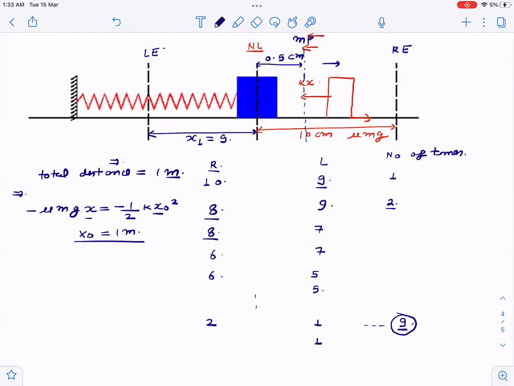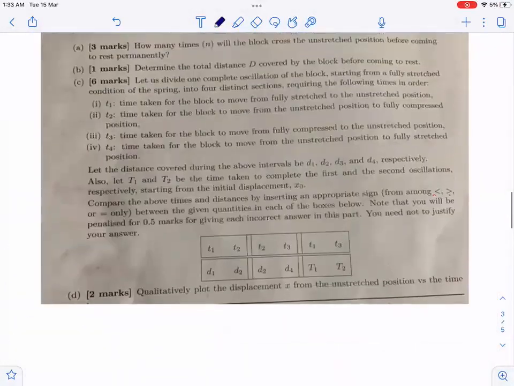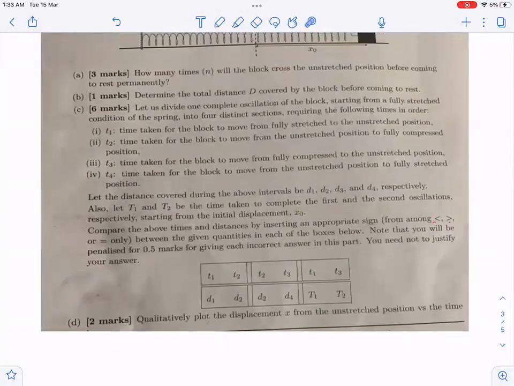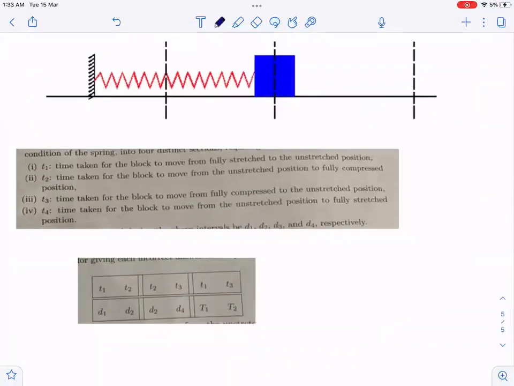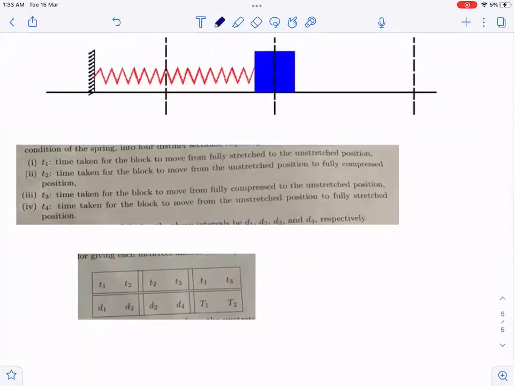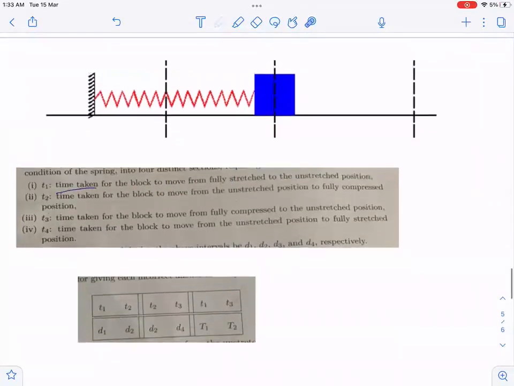Let us now go to the remaining parts also. So here the remaining part is we are dividing this complete oscillation into 4 times. So let us copy this also here, and then we will start marking. Okay, fine. So it's already copied here. Yes. So let us see what's T1. T1 is the time taken for the block to move from fully, so that means the right extreme, to unstretched, that means natural length. So let us mark here.